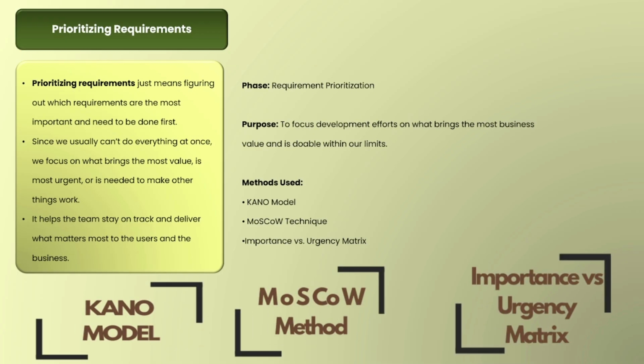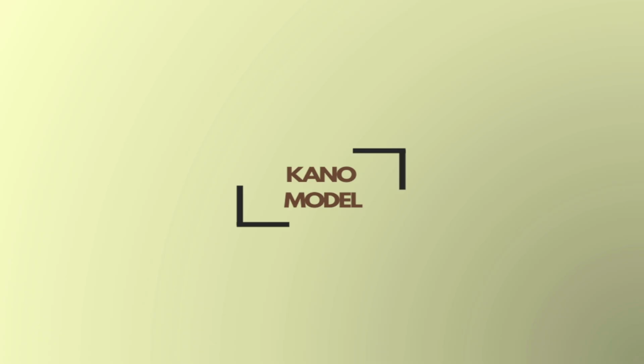This happens when the requirement prioritization phase is there. So at that time we do such things. And the purpose we have already seen: to focus development effort on what brings the business value and is doable within our limits. Well, there are lots of methods of requirement prioritization, but the KANO model, the MoSCoW method, and the importance versus urgency matrix, these three are generally used and most popular in business. So we will see all these three one by one in detail. Now let's check the KANO model first in detail.